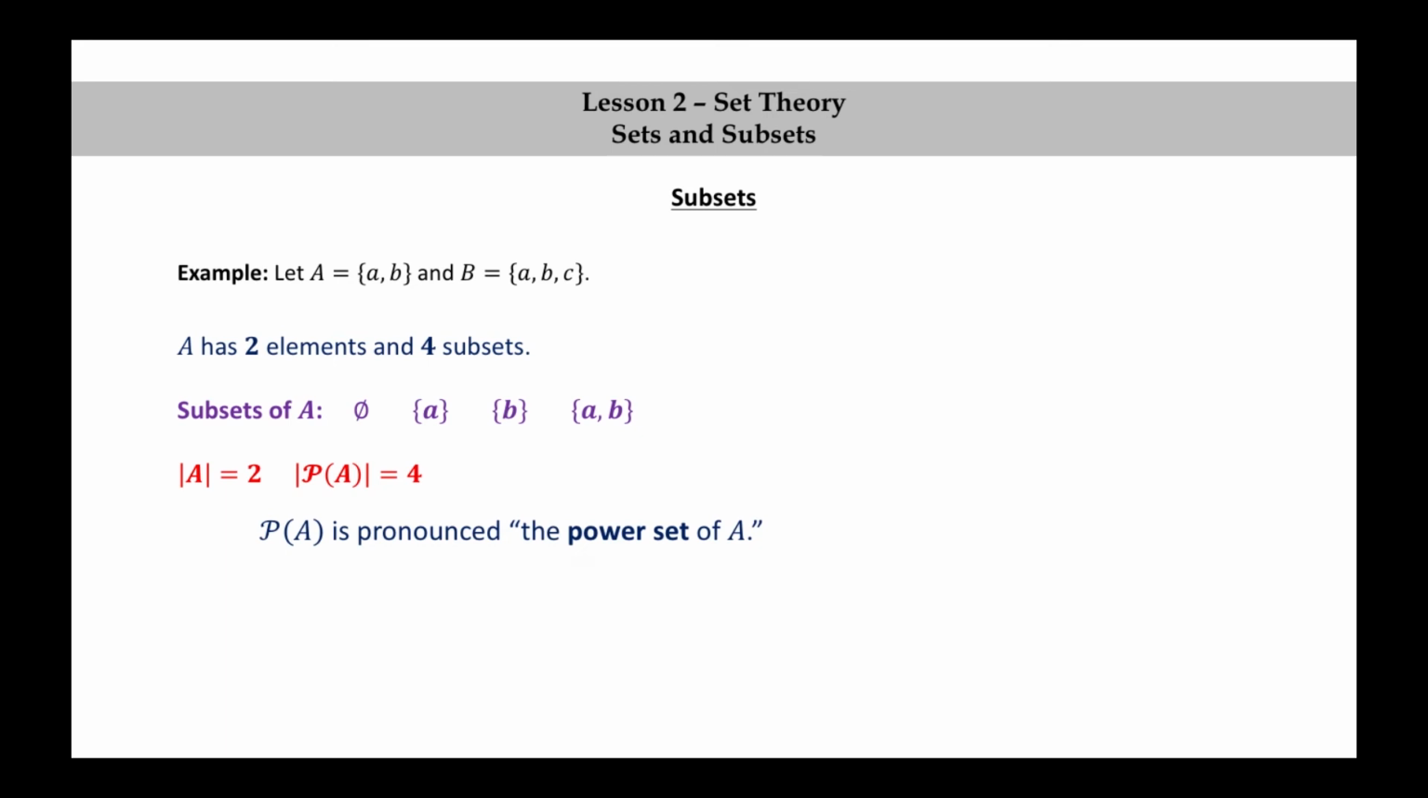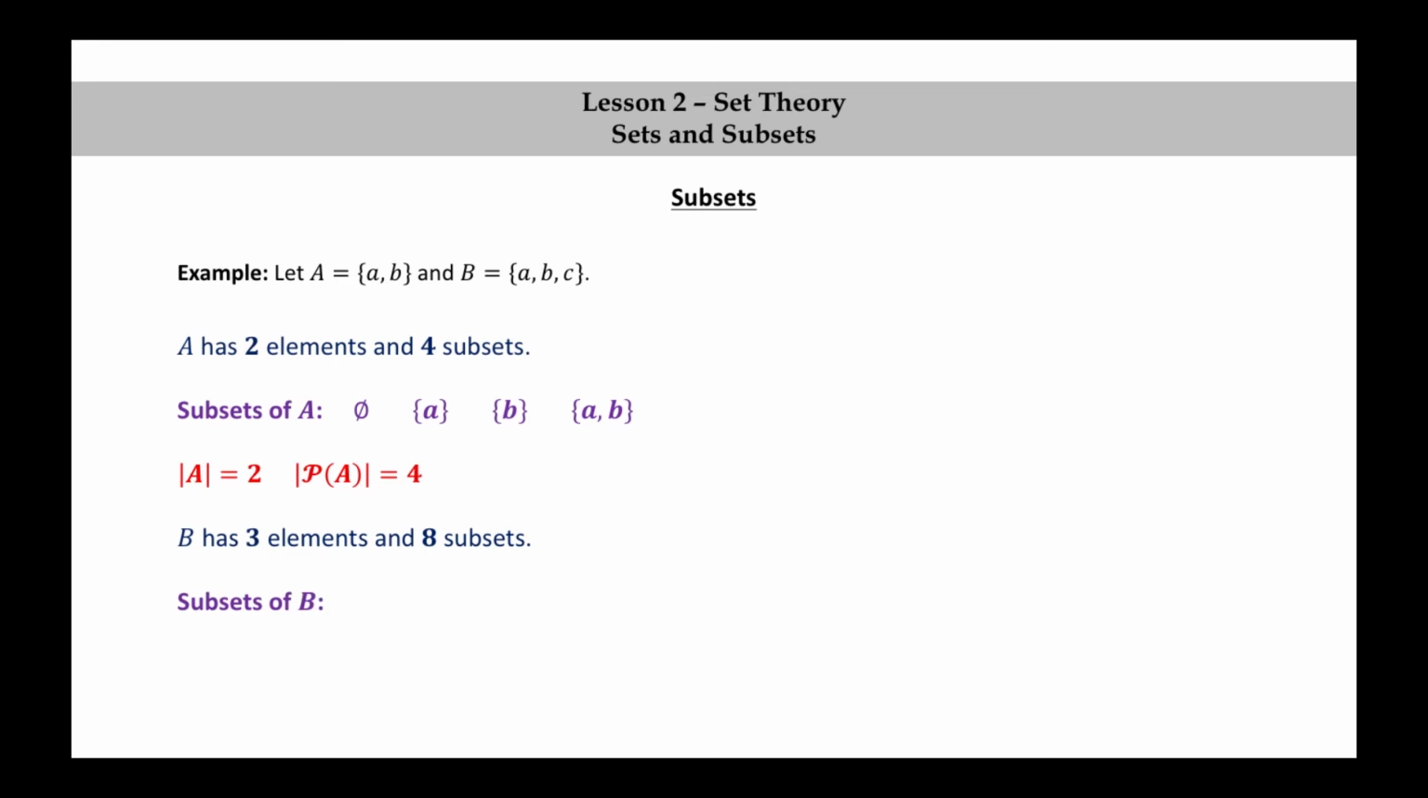This expression P of A is pronounced the power set of A, and it consists of all subsets of A. In this case, the power set of A is the set containing the four subsets of A, namely the empty set, the set containing A, the set containing B, and the set containing both A and B. And now let's look at the set B, which has 3 elements and 8 subsets.